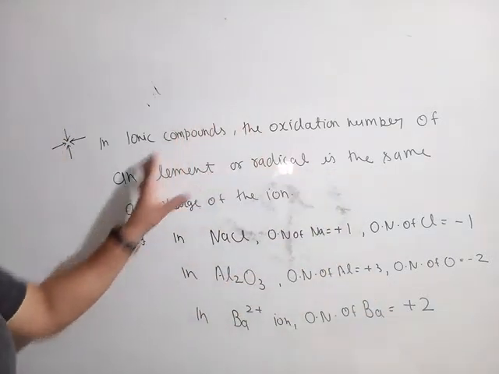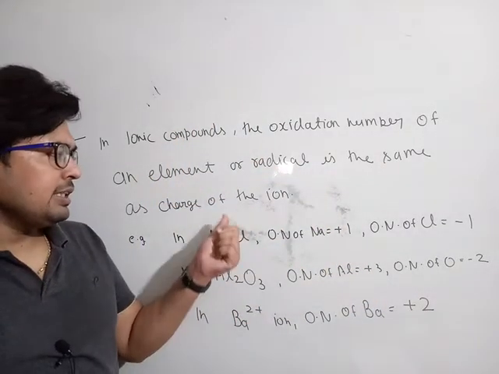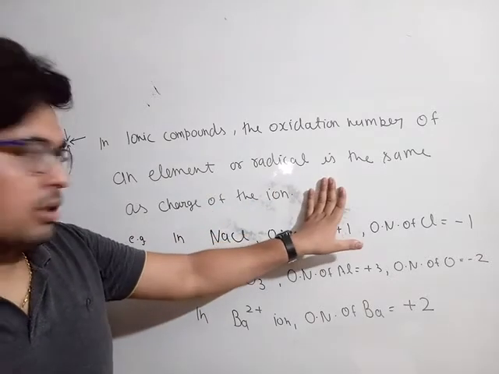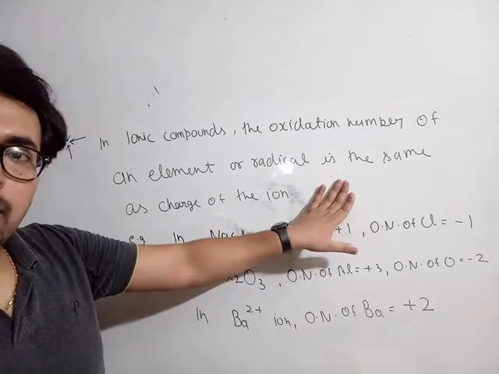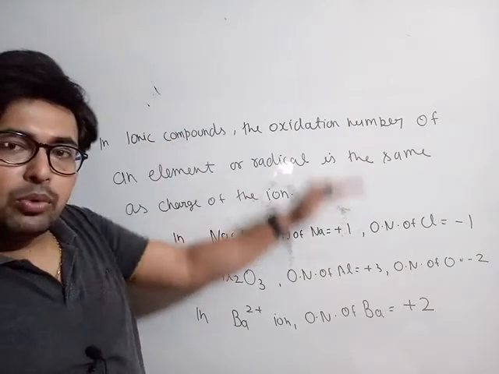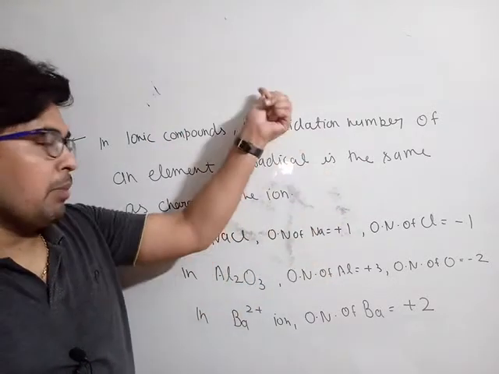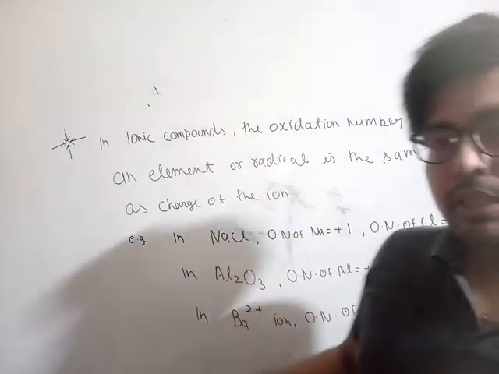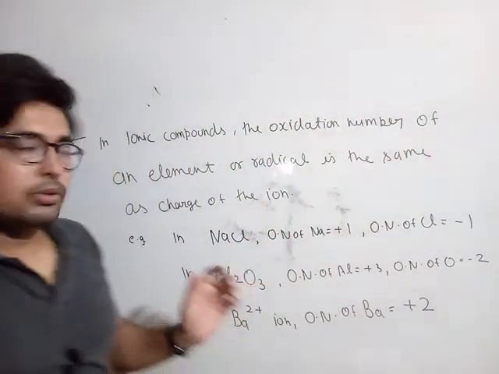So in an ionic compound, it is very easy to calculate the oxidation number. But when it comes to covalent compounds, that is not very easy. So we have to derive some rules here. With the help of those rules, we can calculate the oxidation number in covalent compounds also.